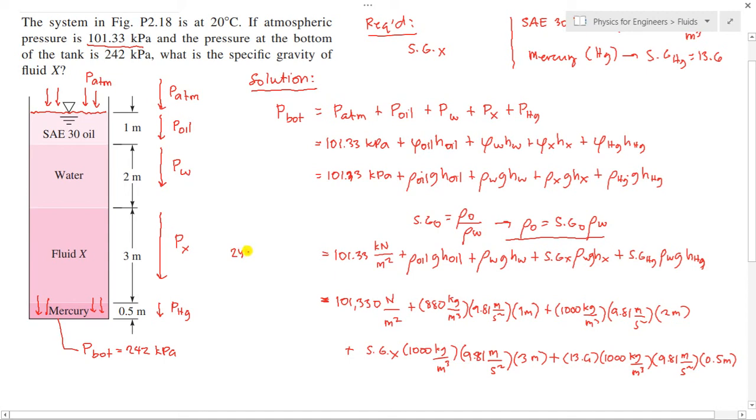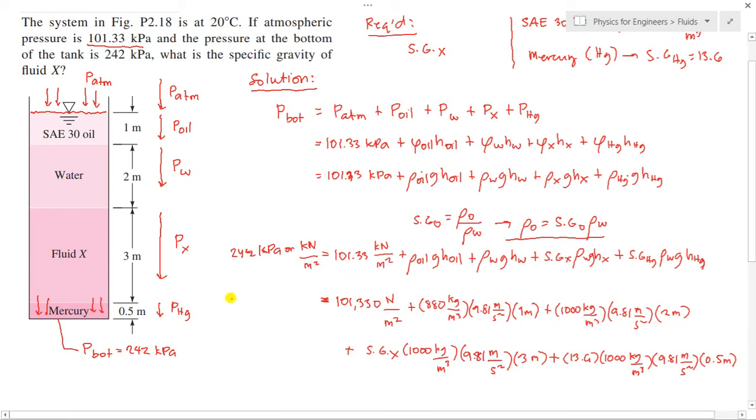so at so today that is 242 kilopascal, or that is in kilonewton per meter squared. So the same with the atmospheric pressure, ato siya i-convert into newton per meter squared. So we are going to multiply that one by 1000. So that is 242,000.